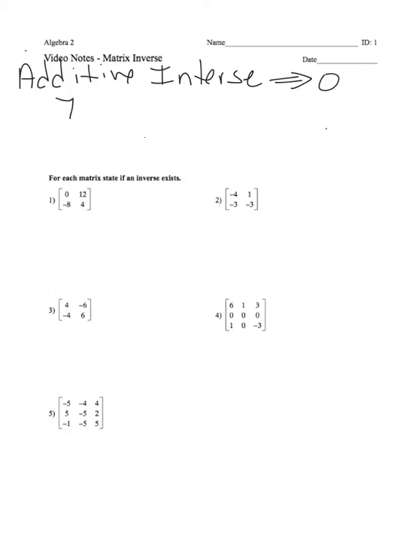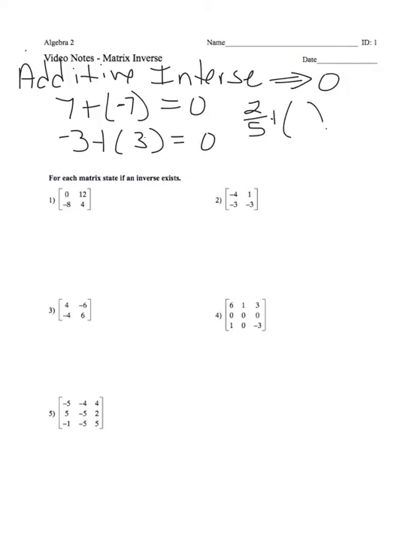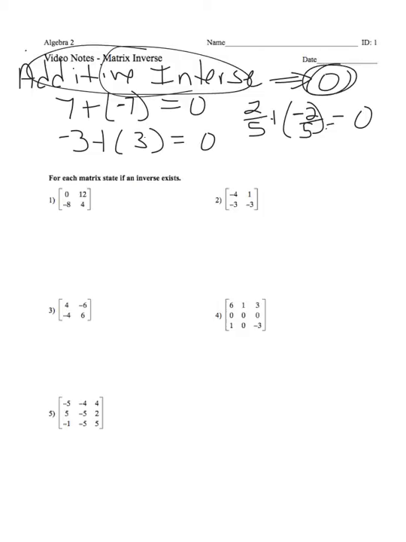Now if we have that 7 like we did before, we need to add something to it so that it's equal to 0. So -7 is the additive inverse. So 7 has a multiplicative inverse of 1/7 and an additive inverse of -7. If I have -3, I have to add something to that to get 0, so it would be +3. And if we start out with 2/5, I have to add something to make it 0, so it would be -2/5. So additive inverses are different than multiplicative inverses because additive inverses are trying to make it go to 0.